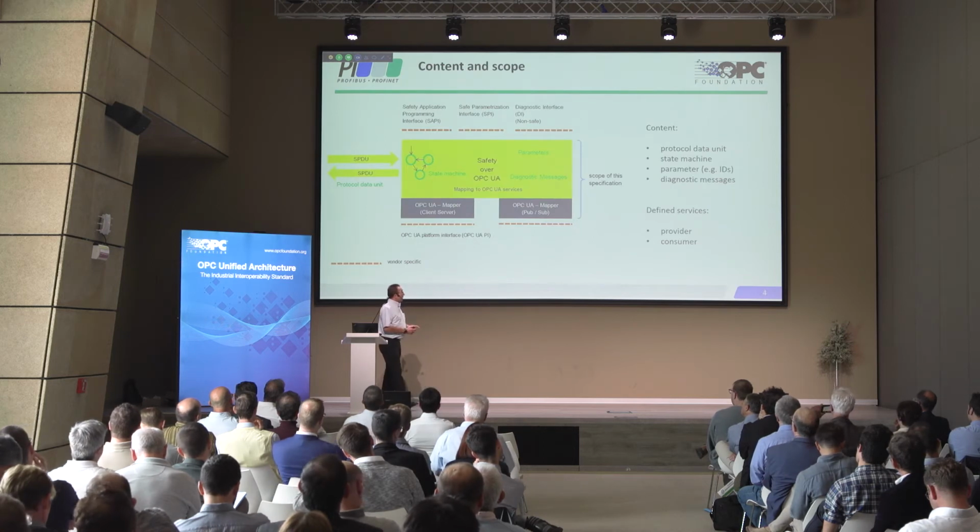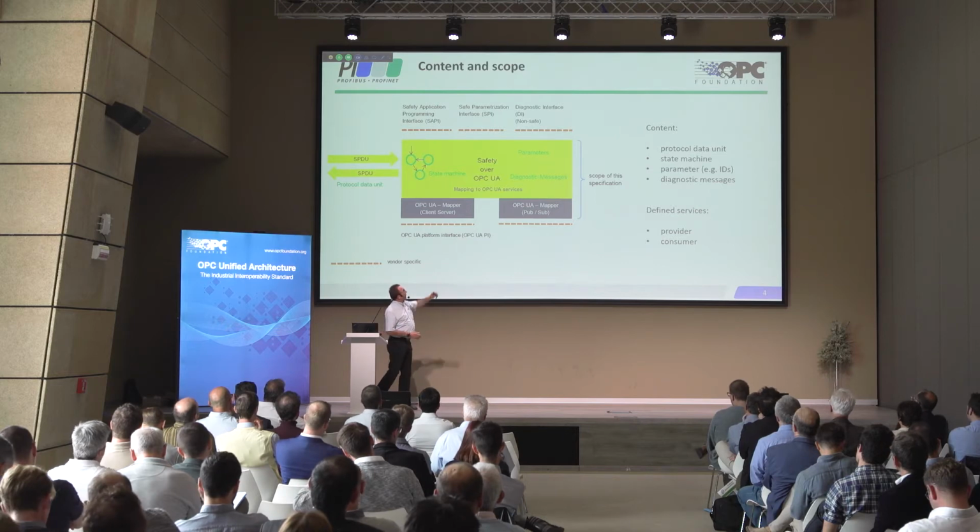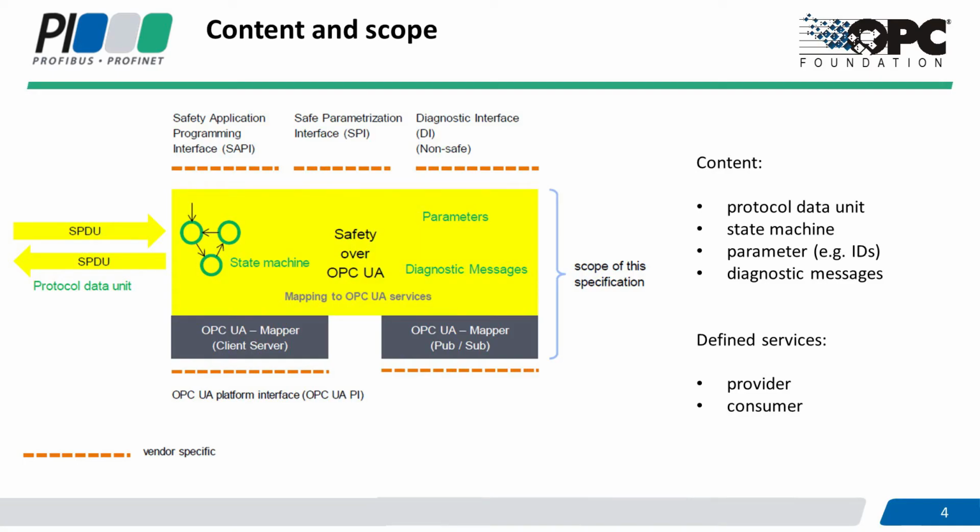Just to show you also the scope of the specification, you see a little bit on the right side. The safety over OPC UA is the yellow part, the state machine, and the gray part is a so-called OPC UA mapper, and you have it for client server on the left side, and the gray part also an OPC UA mapper for PubSub. The content is there: the protocol data unit, state machine, parameters, diagnostic messages, and of course defined services. You can be a provider or just the consumer of those data.